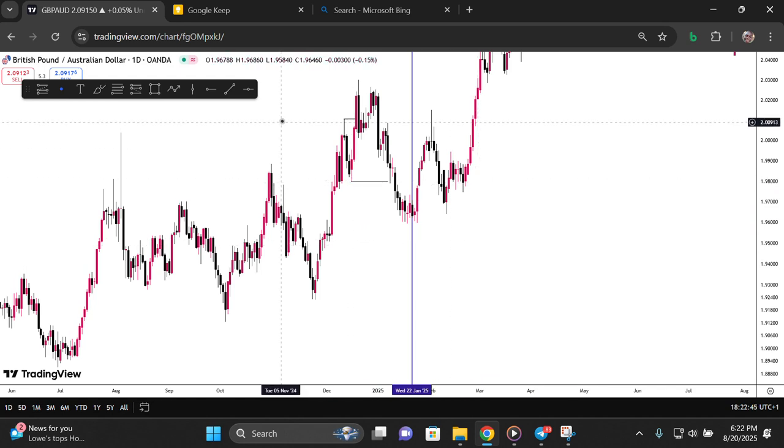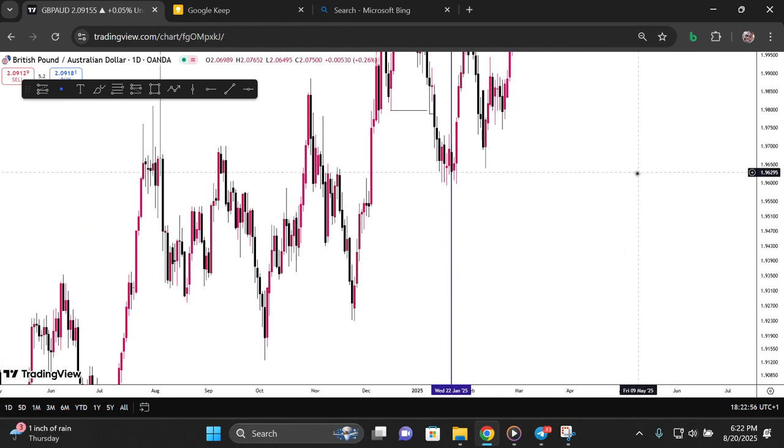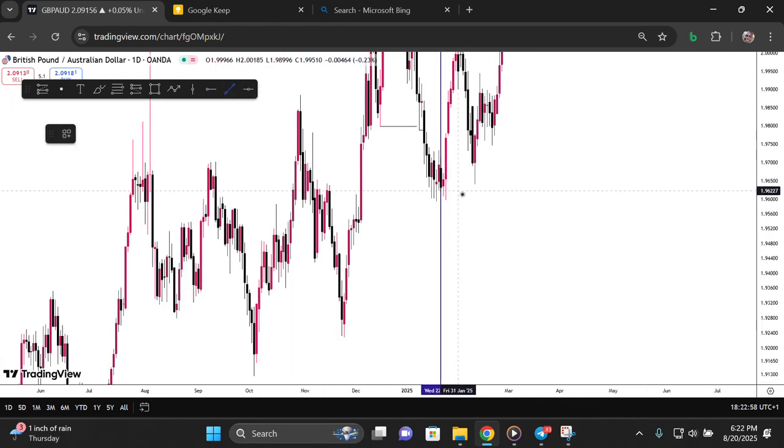We have a break, and then we had a break that served as liquidity. Even though we know we won't be taking the trade, at least it is liquidity. I know that I shouldn't be taking anything here. Then what do I have next? I have a third break. This guy here was the third break.